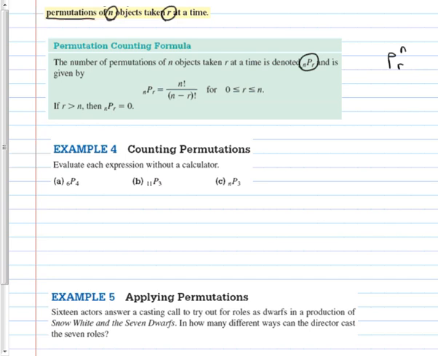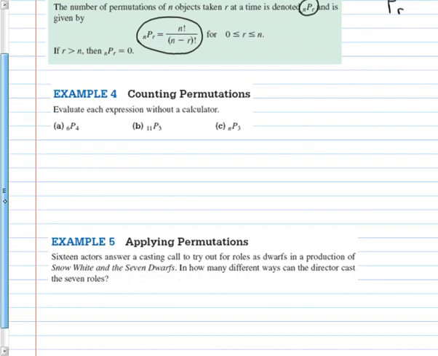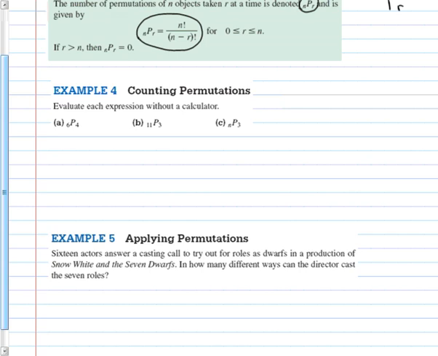We'll use the one the book does: n things taken r at a time. So the formula for it is right here. It's still n factorial, the number of ways I can order those n things, but then we take n minus r factorial on the bottom. So we're going to use this formula to start off with right down here. It says evaluate each expression. Now when they say without a calculator, we have a permutation button on the calculator that we'll get to, but we're not going to use the permutation button yet.